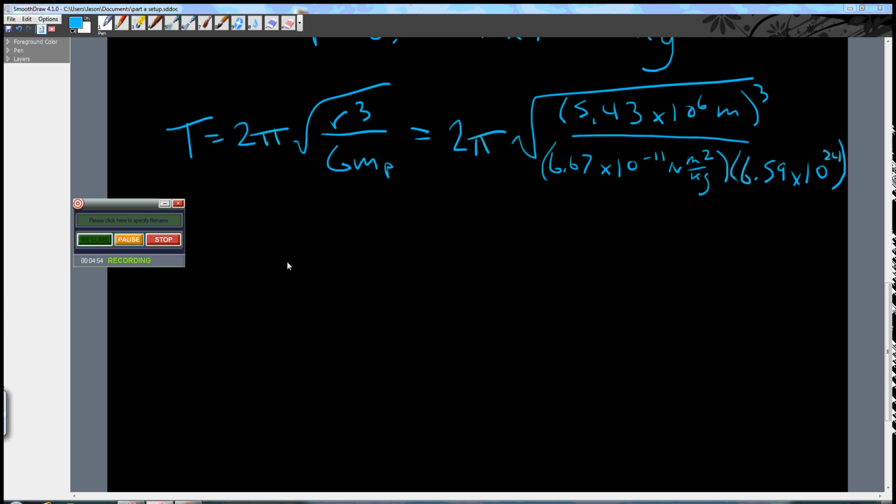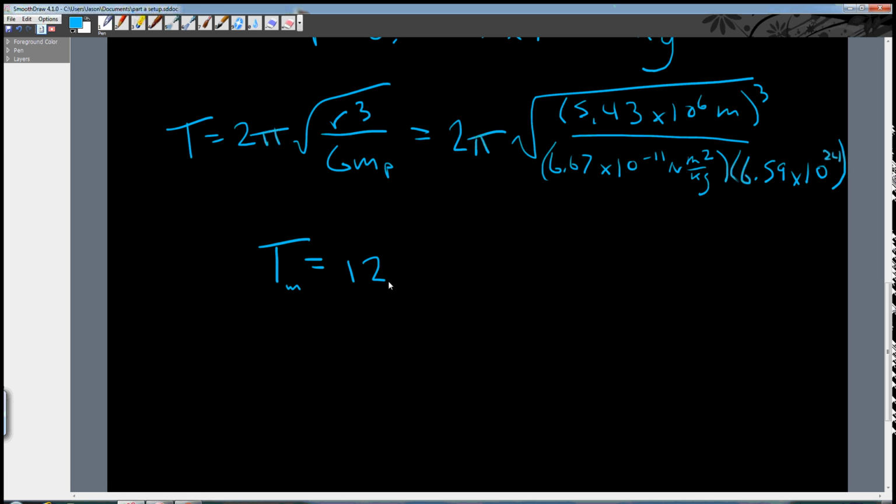Alright, so after fighting with my calculator a little bit, we've decided that the period of this moon around this planet is 1207 seconds, and then also times pi. I did not include the pi.